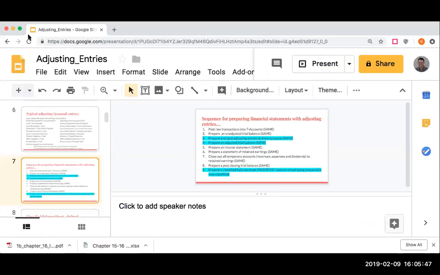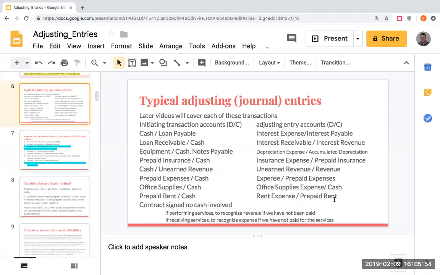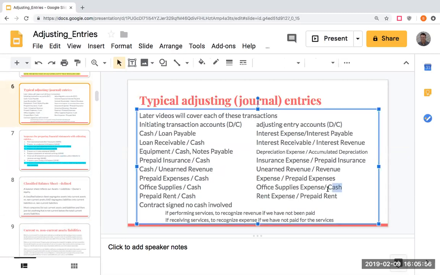Tchaikovsky is in huge trouble. Wow, good. Wow, Bennett, you're falling apart here. This is terrible. Okay, office supplies expense, and this is office supplies. Wow, I'm going to have to fix that on all those future videos.